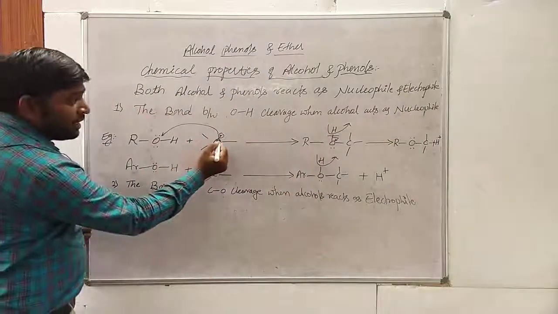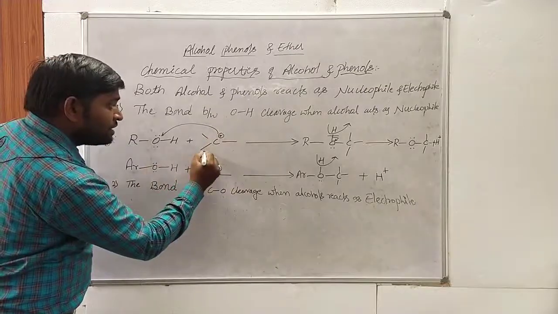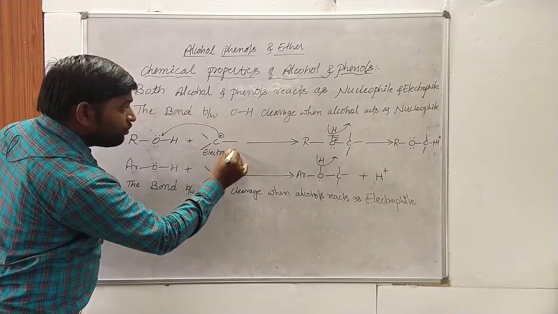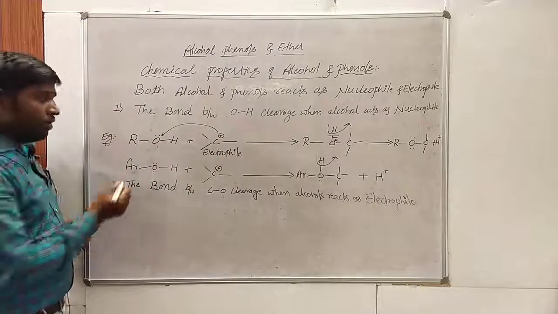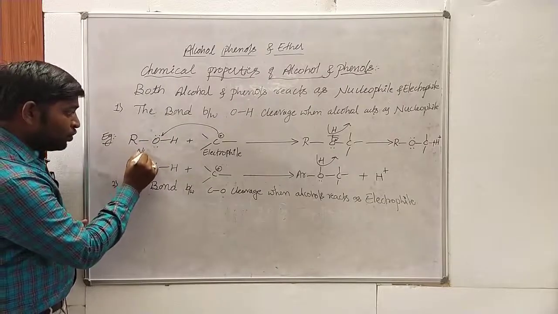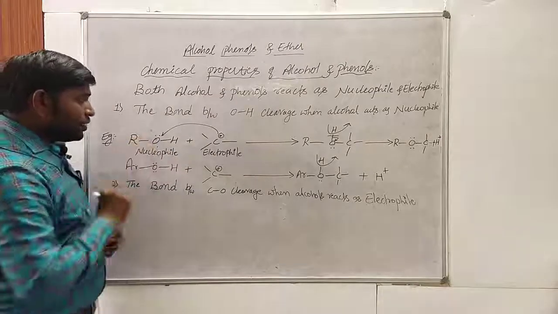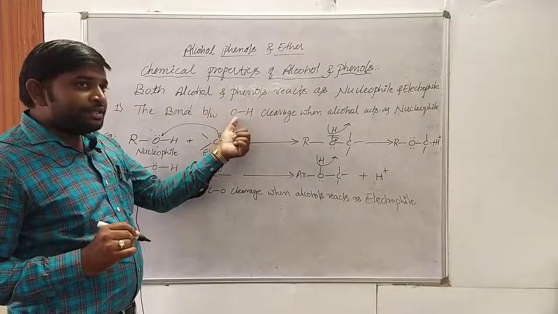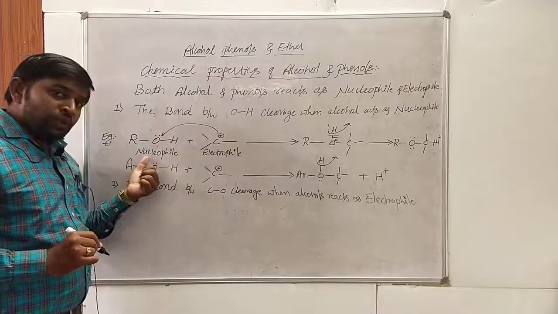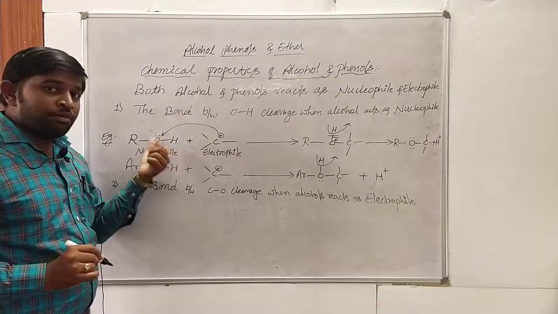If there is a positive charge, this is a carbocation, and it is indicated as an electrophile. Whereas the alcohol has two lone pairs of electrons, so it is considered a nucleophile. As I told you already, when there is cleavage of the OH bond, the alcohol acts as a nucleophile. Let us see how the OH bond is going to be cleaved.